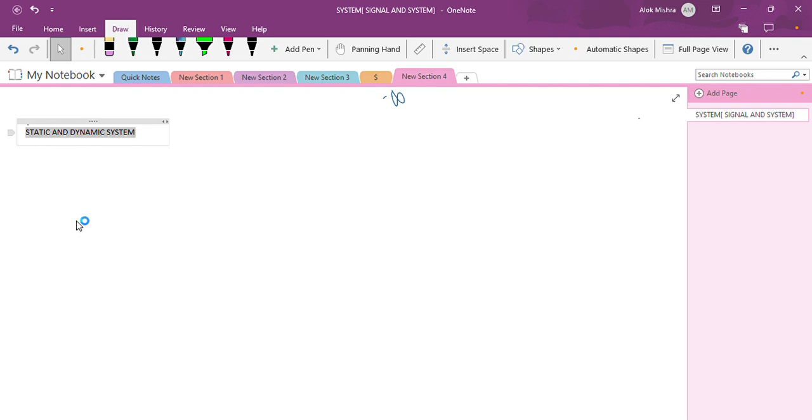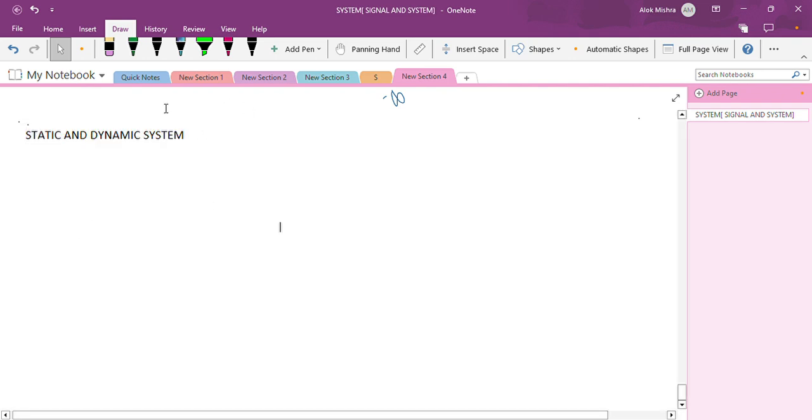Rest all the properties are very easy. So I think it will take around half an hour to complete the entire 3 different properties. So fourth one is static and dynamic system.